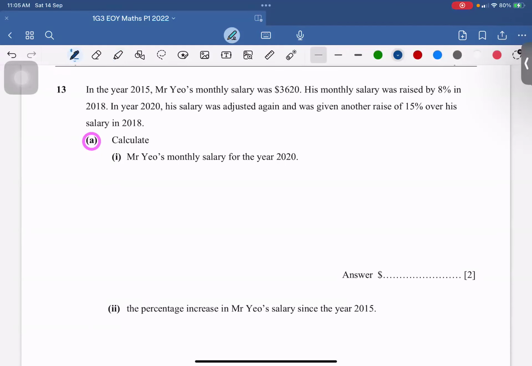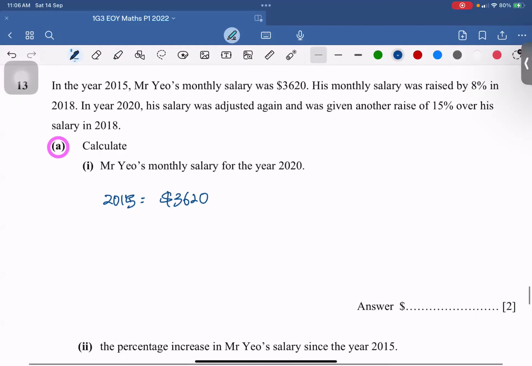All right. In the year 2015, Mr. Yo's monthly salary was 3,620. His monthly salary was increased by 8% in 2018. So an 8% increase, raised by 8%, will give me 100 plus 8, 108% of this.